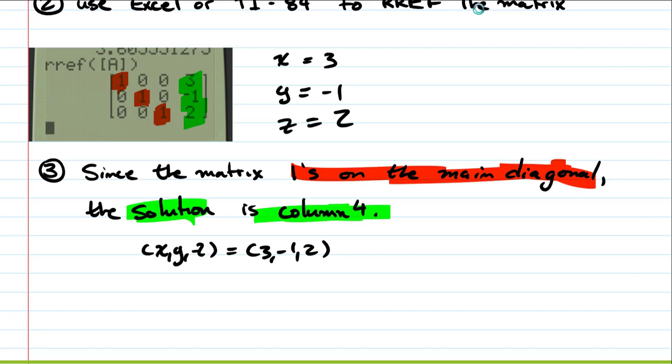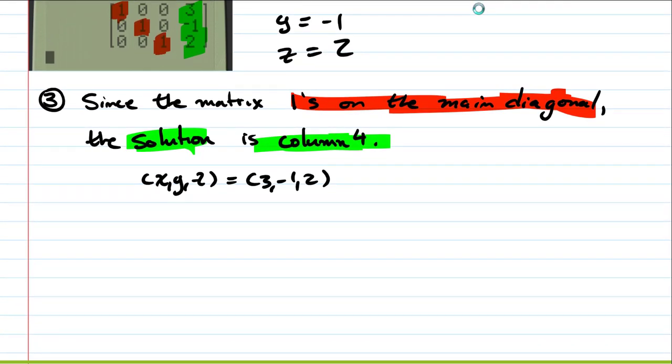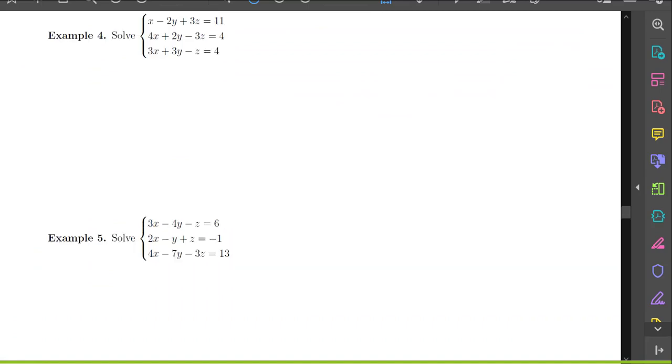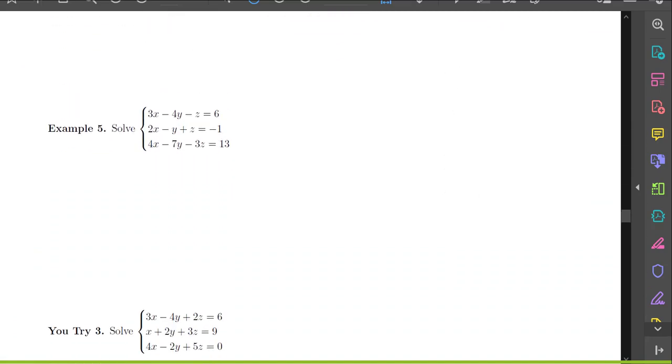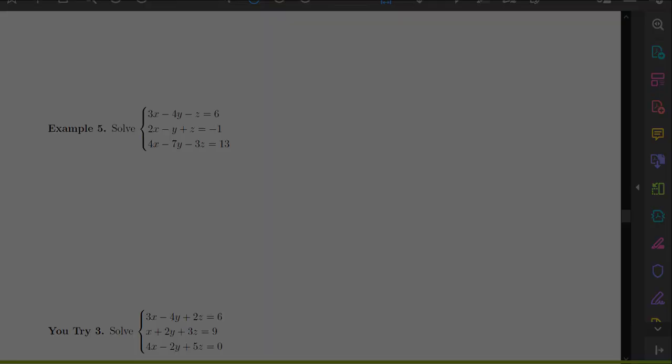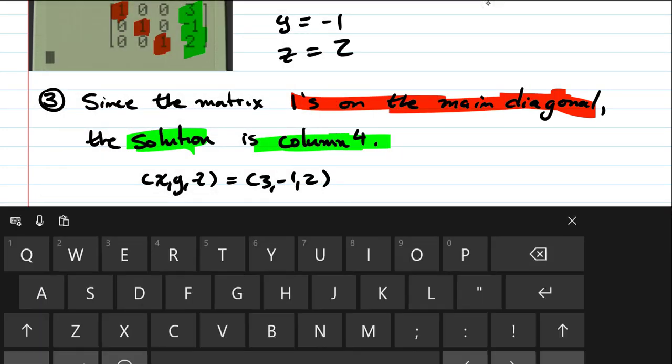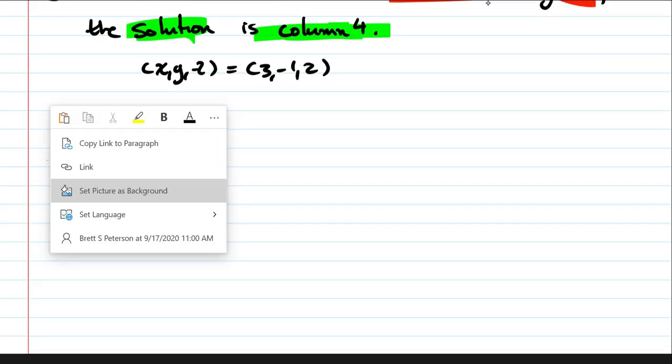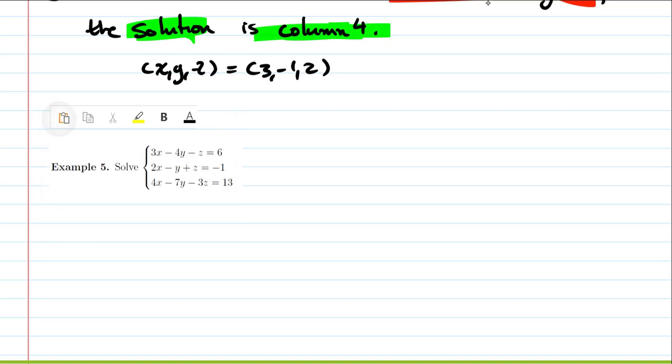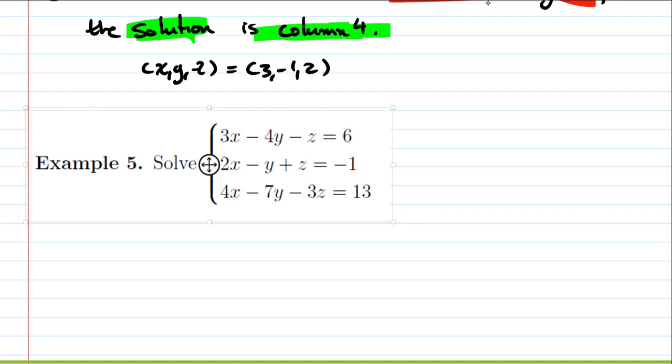When we get 1s on the main diagonal when we do RREF, that's the best case scenario. When that happens, we get exactly one solution, and the solution is whatever the entries are in column 4. So that's the optimal situation. Unfortunately, it's not always going to be that way. So let's try our next example.